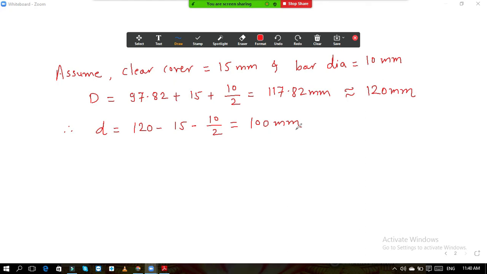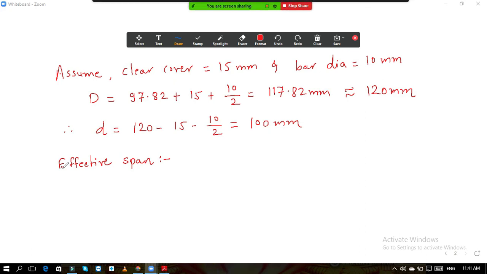So after that, calculate the effective span. So now, what is the effective span? So effective span is nothing but the center to center distance between the supports. Okay, it is given in clause number 22.2.3, page number 35.